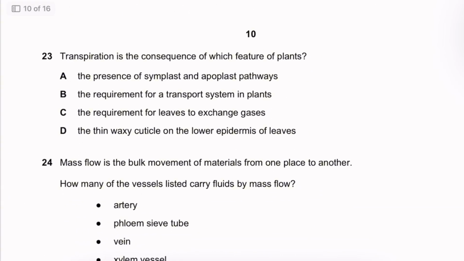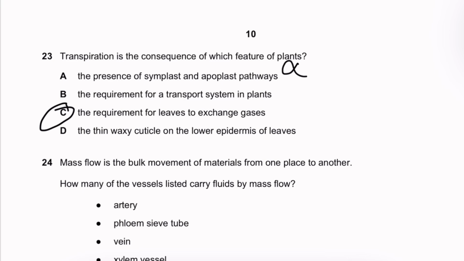The transpiration is the consequence of which features of plants? The presence of symplast and apoplast pathways? No. The requirement of transport system in plants? Well, that's definitely a consequence of having transport systems. The requirement for leaves to exchange gases. The thin waxy cuticle on the lower epidermis of leaves. You're going to have to select C for this one.